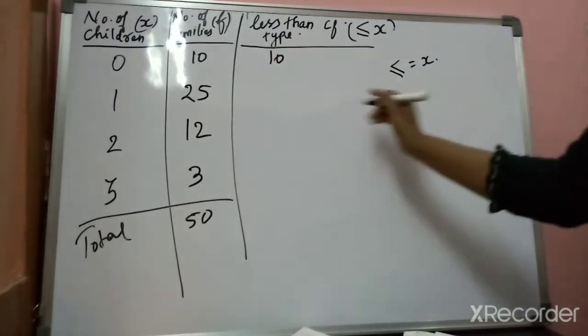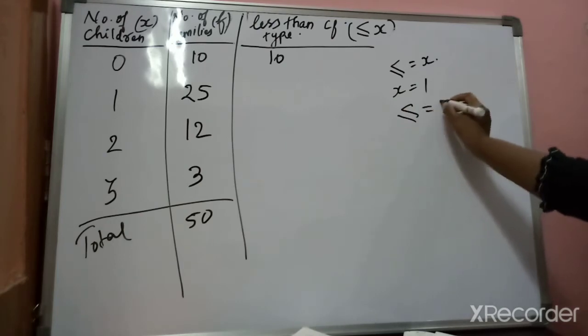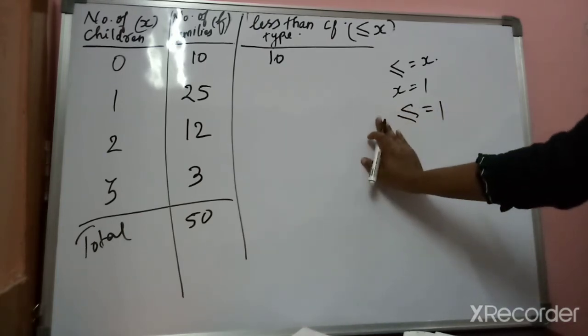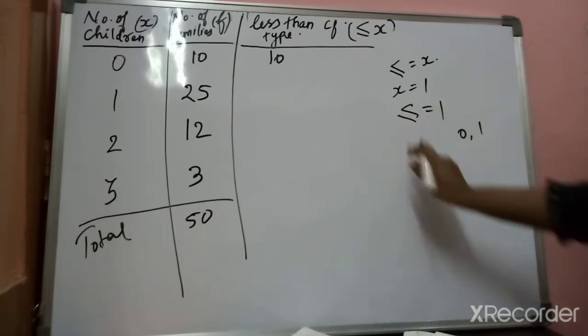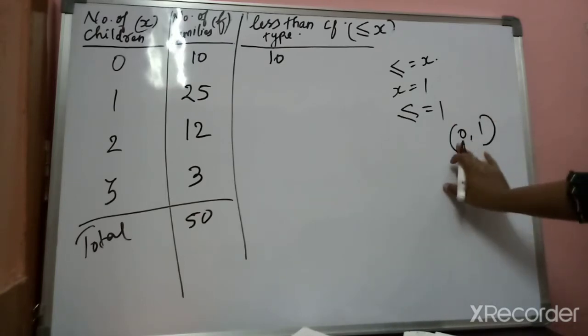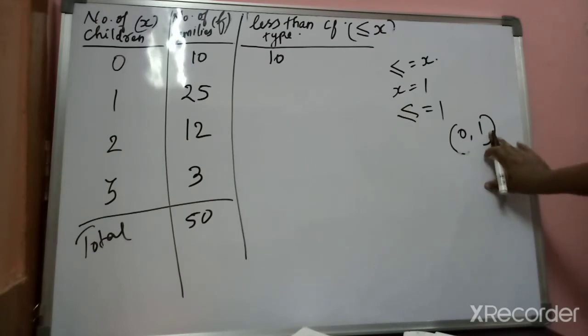Again, now your next x is equal to 1. So less than or equal to 1. So there are families who are having less than or equal to 1. Less than 1 means 0 or 1. Equal to 1 means 1. So families having no children, 0 children, and at least having 1 child.